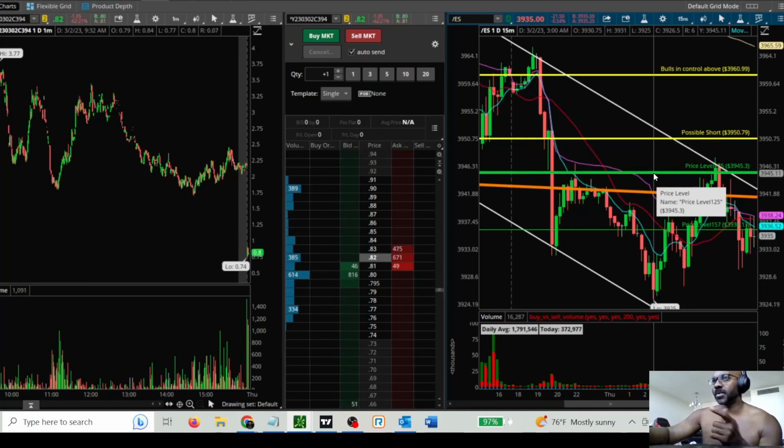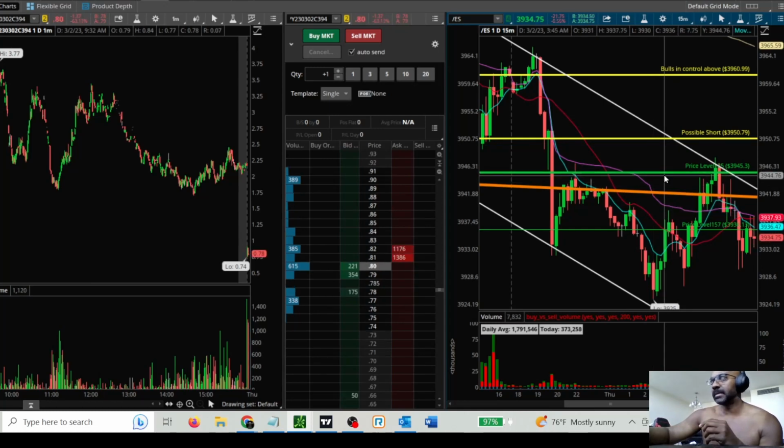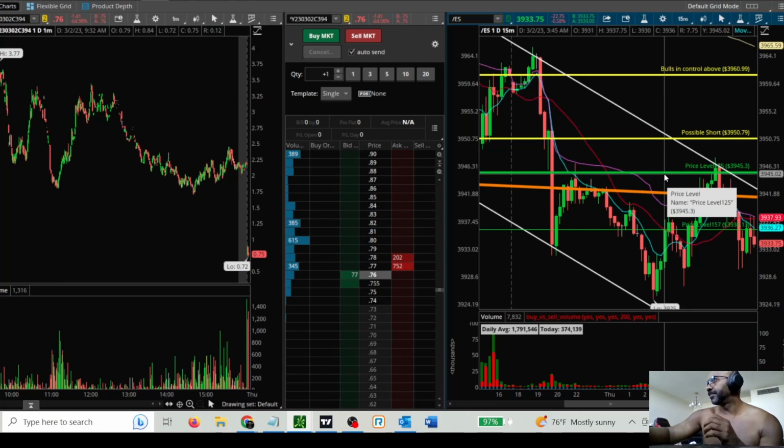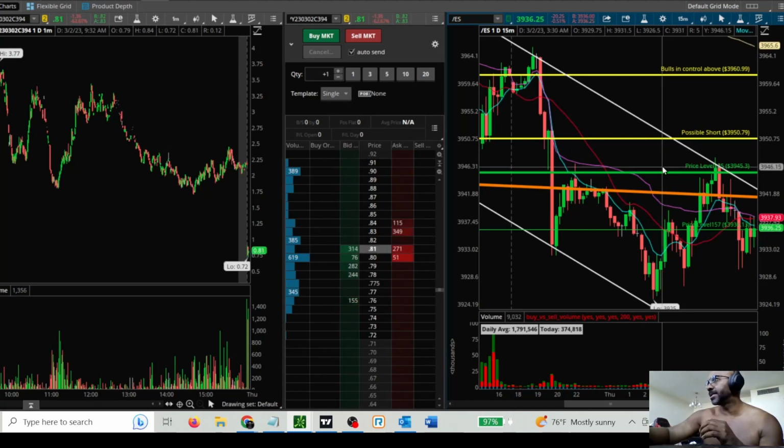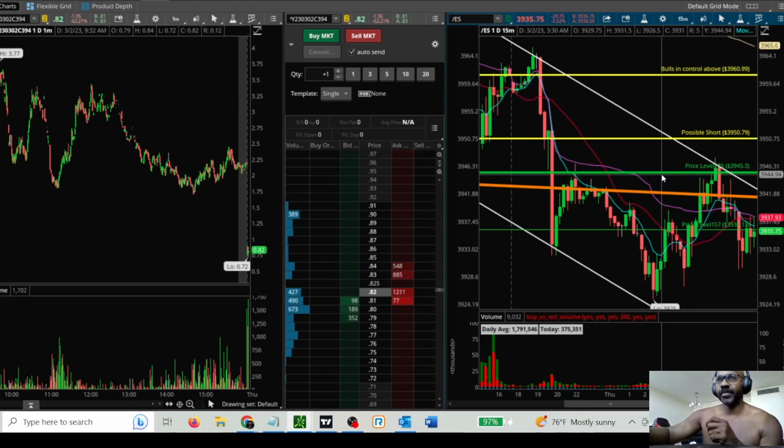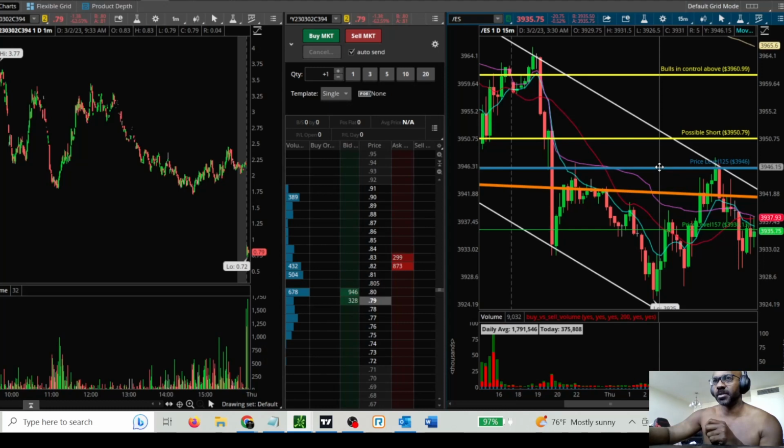I guess 3945 is no longer a major area. I was getting confused about that. I have an equivalent level on SPY, I think. Okay, so I'm just going to move this to right where this supply had formed and just leave it there.